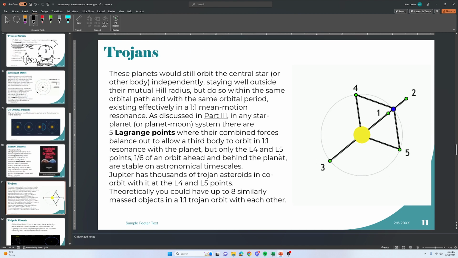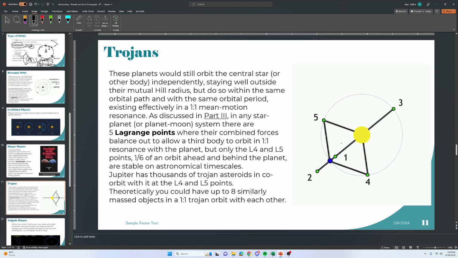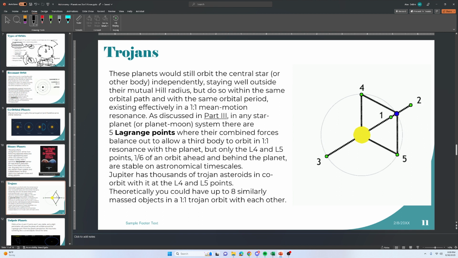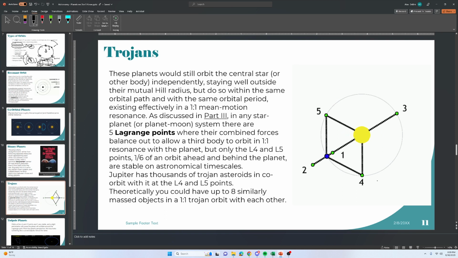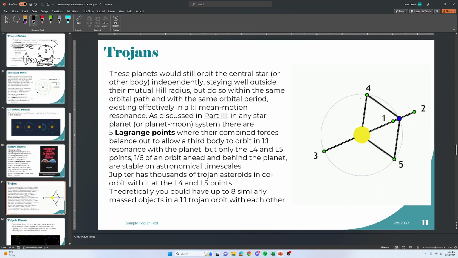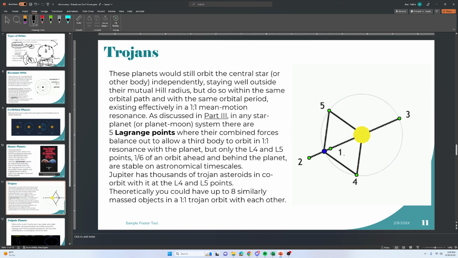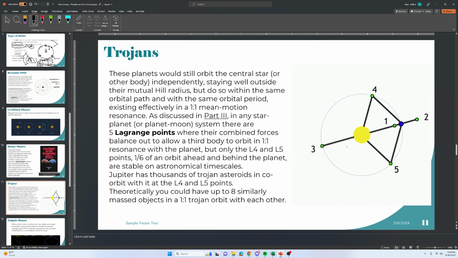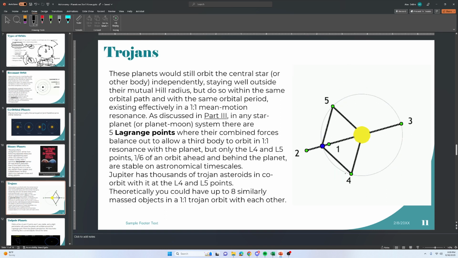Here are the 5 Lagrange points where you could have orbits that match on the same orbital line. And Jupiter actually has asteroids at the 5 and 4 points. There is an asteroid belt between us and Jupiter, but then there's also pockets of asteroids, and they're called Trojans. So being on a Lagrange point is being known as a Trojan object. So Jupiter has Trojan asteroids here, here, and here, I believe.